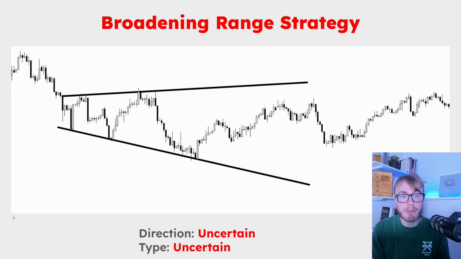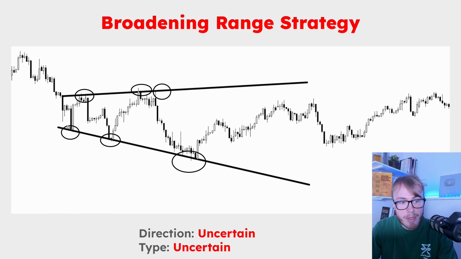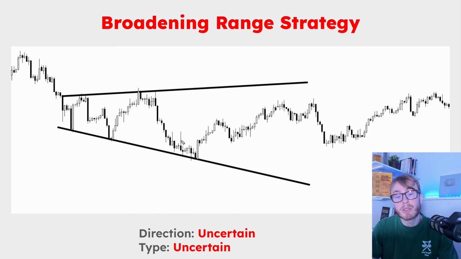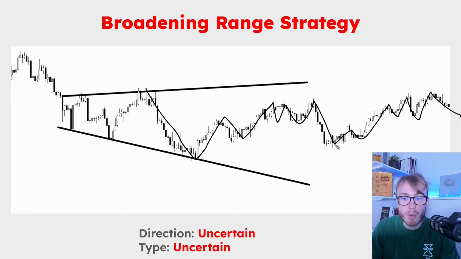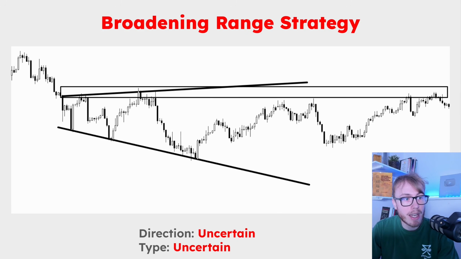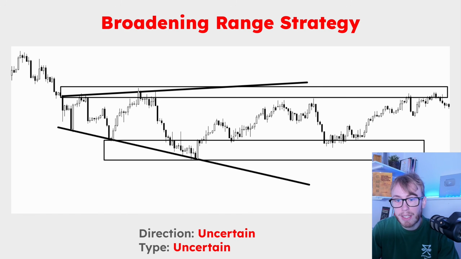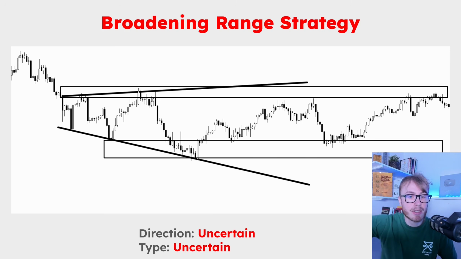So here we have a real life example of the broadening range. As you can see, we have both. We have highs here and we are printing consecutive higher highs, while at the same time we're printing consecutive lower lows. So what this basically means is that the volatility is increasing during this time period. But just as with the symmetrical triangle, these broadening ranges will often turn out to just lead to the price going sideways in pretty much a range fashion. So as you can see, this broadening range turned out to pretty much be a sort of trading range where we have a support and resistance and the price going sideways.